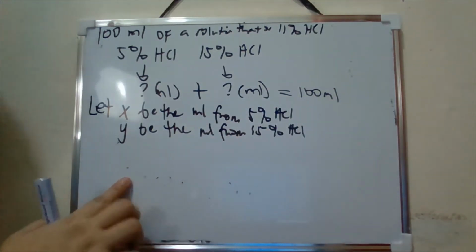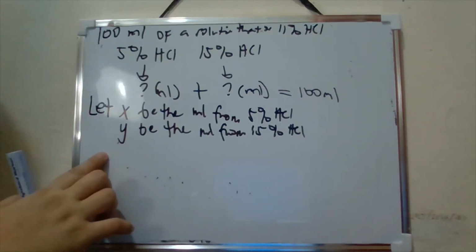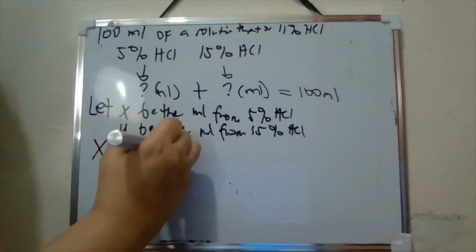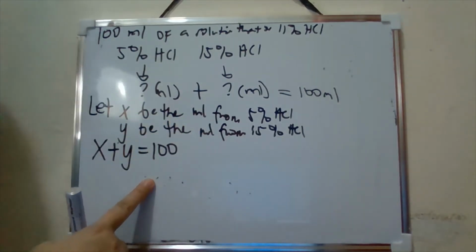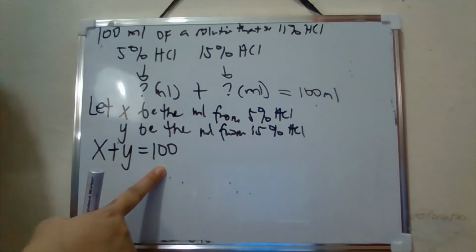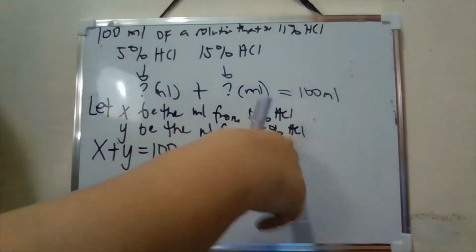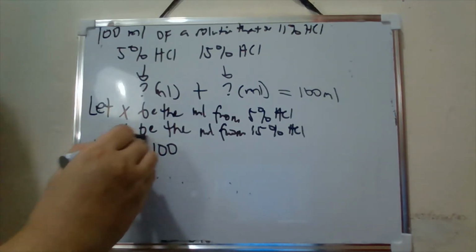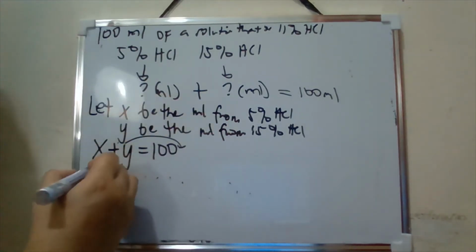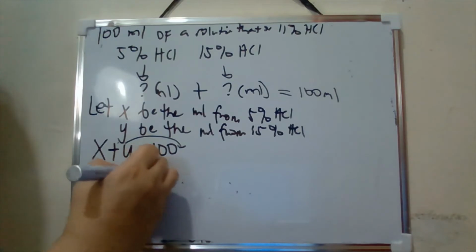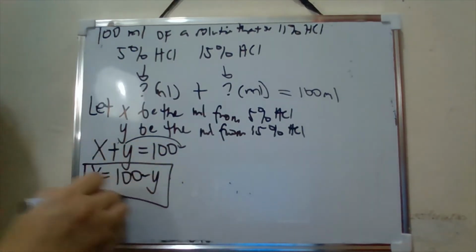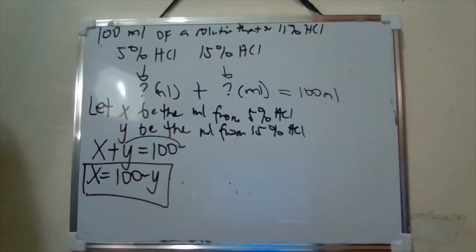So in short, X plus Y should be equivalent to 100. Now, if we want to get first the value of X, we transpose Y to the other side, then X becomes 100 minus Y. We will use this as we proceed with solving the problem.